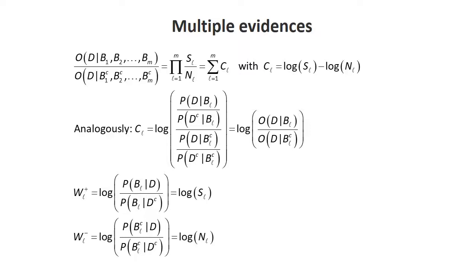Equally, we can write the contrast for each one, right? The contrast is simply this ratio, and we can now compute W pluses and W minuses for each of the evidence. So this is evidence towards presence, evidence towards absence, and the difference between the two is the contrast.